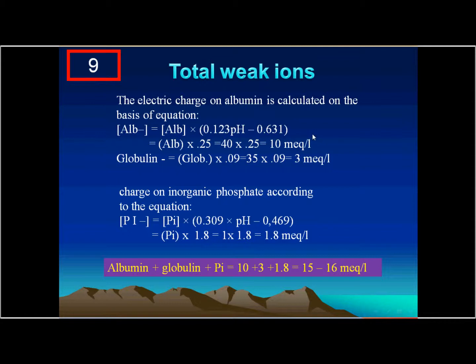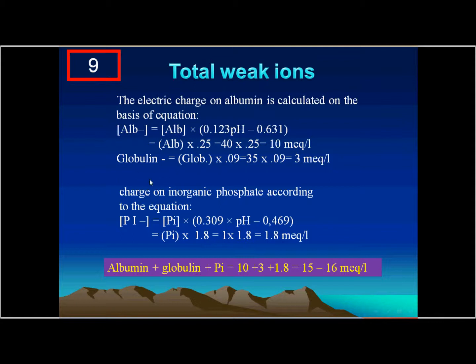Don't mix this with the osmolality, because osmolality is the number of osmoles. In osmolality, the value of albumin 40 is divided by the molecular weight, which is 69 kilodalton, to give you about 0.8 millimole per liter as molar. This is a molarity, the number of moles, but here we have the number of charges.